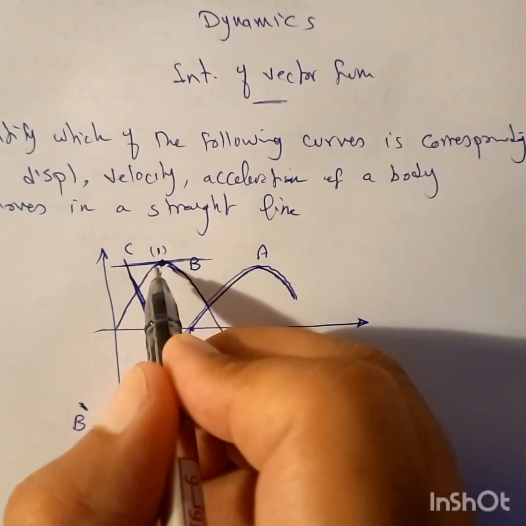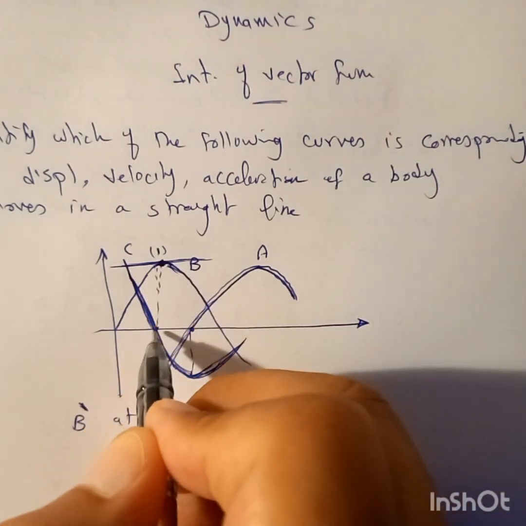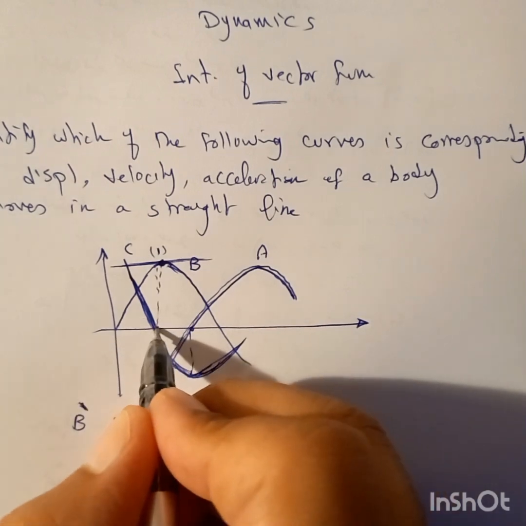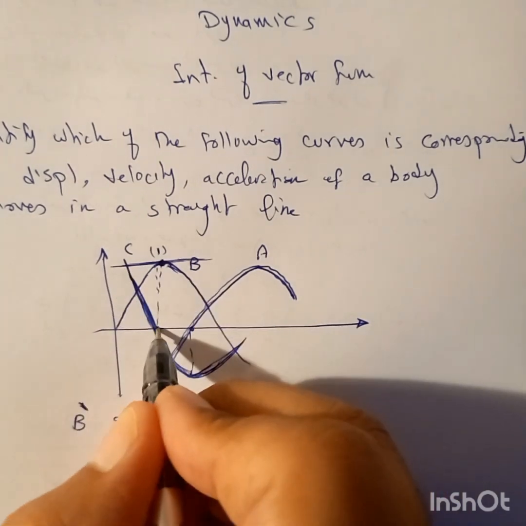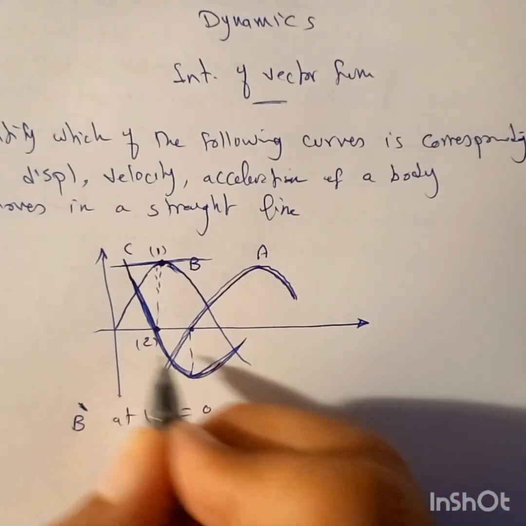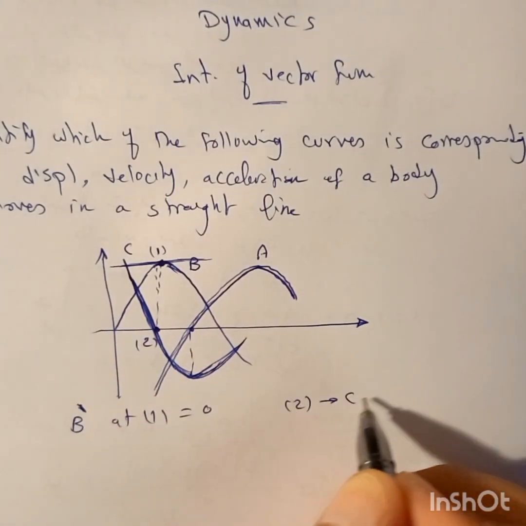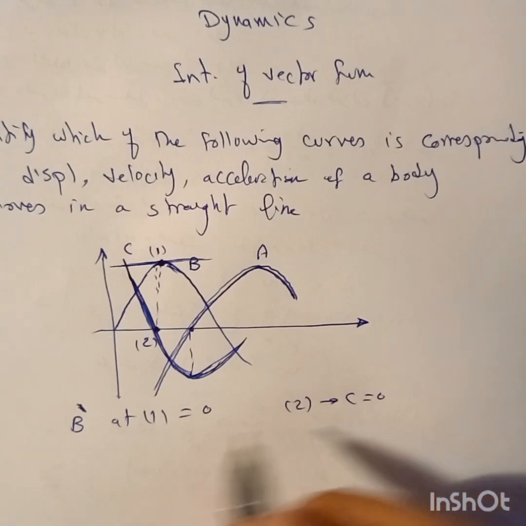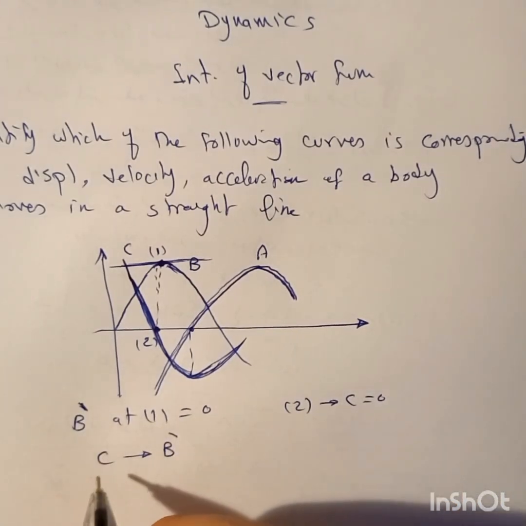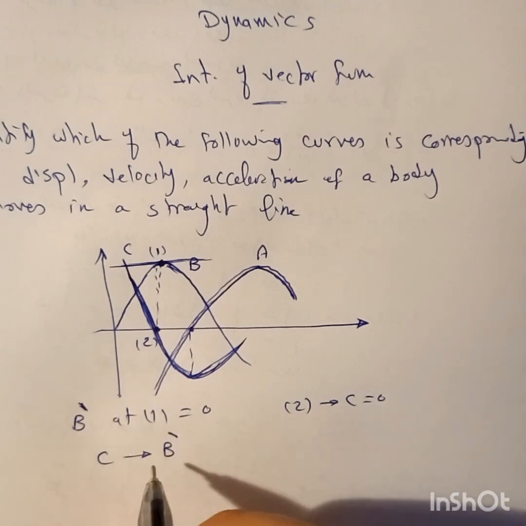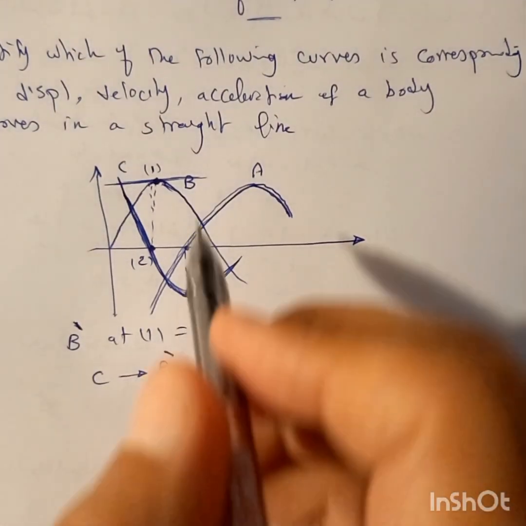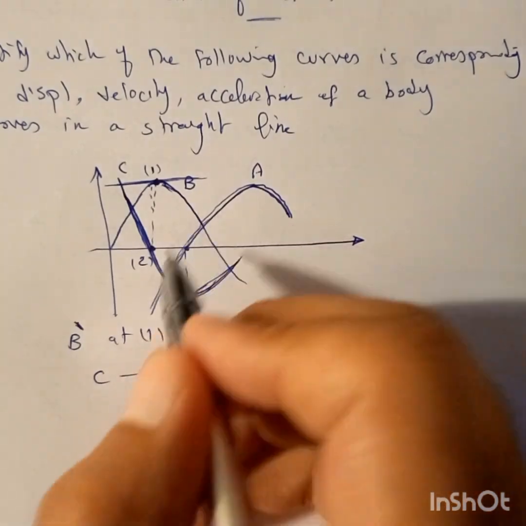From this point we can draw a perpendicular segment to the x-axis to meet this curve C at this point where C equals 0. Then at point 2 we have C equals 0. Then C corresponds to the first derivative of B. Then we have C is B dash. This is step number 1, and we repeat with the rest of these curves.